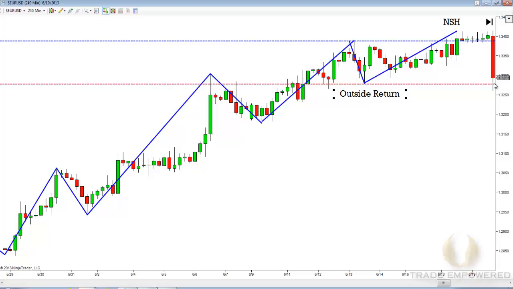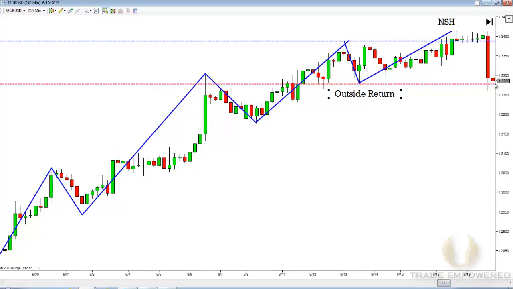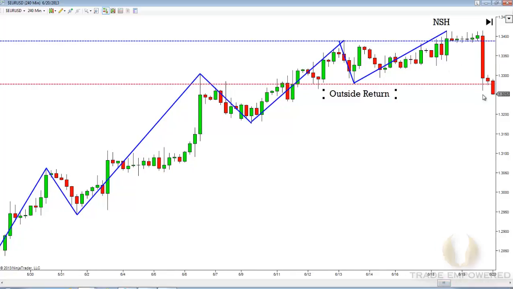And if we click forward one candle ahead, we're still in a bullish trend. Our outside return is still valid. And then eventually, right here, when we get our lower low, lower close, this is when we can officially say the bullish trend is over. And then we just start our count all over. This becomes our new initial starting point. This becomes our initial structure low.